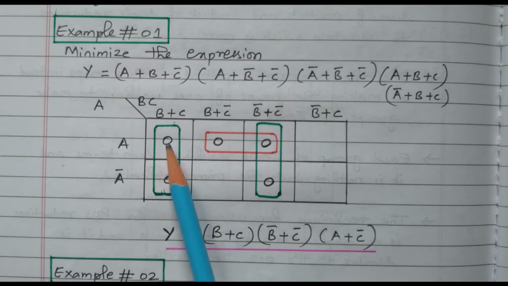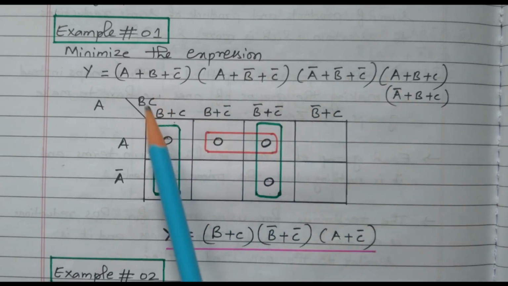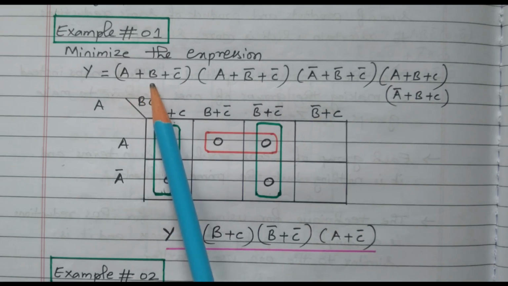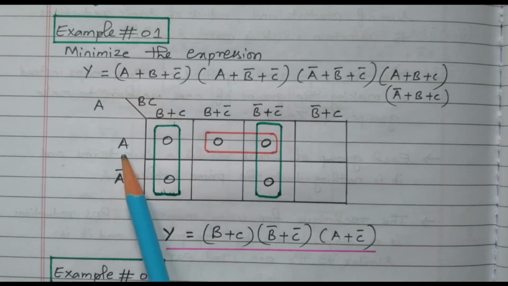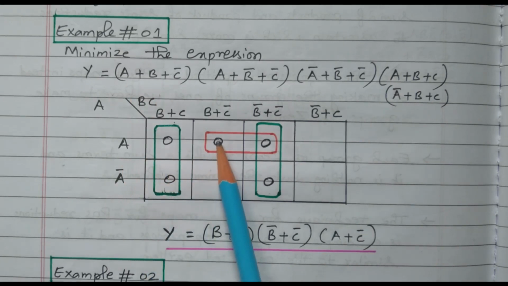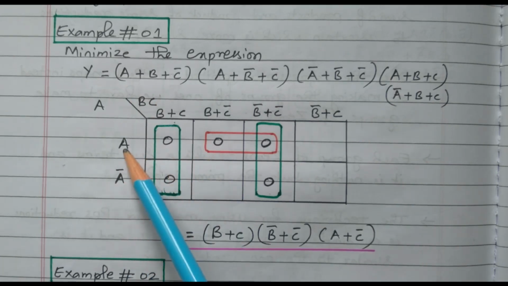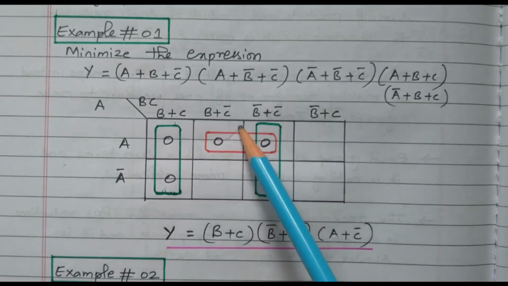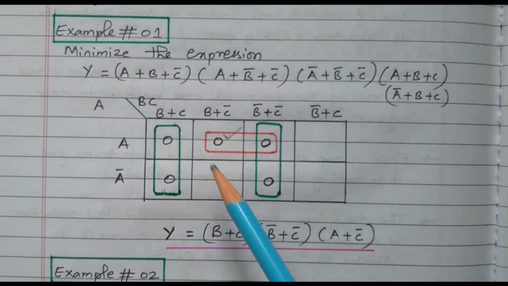Now we need to assign the 0 for POS form. We are marking as 0. In SOP form it is 1, here it is 0 for the given 5 terms. First we will see A plus B plus C bar. So here A is available. Where is B plus C bar? This is B plus C bar, right? So A, B plus C bar, this is the first term. The first term is marked as 0.